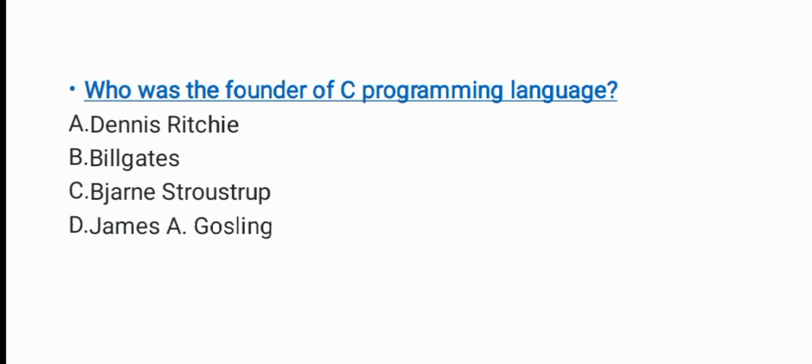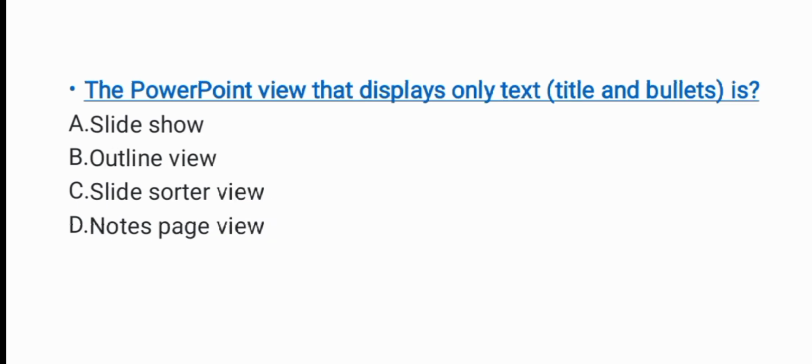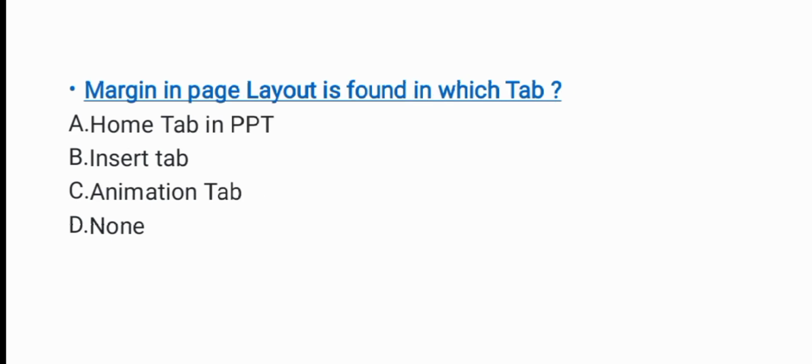Who was the founder of C programming language? Dennis Ritchie, Bill Gates, Bjarne Stroustrup, James A. Gosling. The correct option is option A, Dennis Ritchie. The PowerPoint view that displays only text, title and bullets is slideshow, outline view, slideshow view, notes page view. The correct option is option B, outline view.